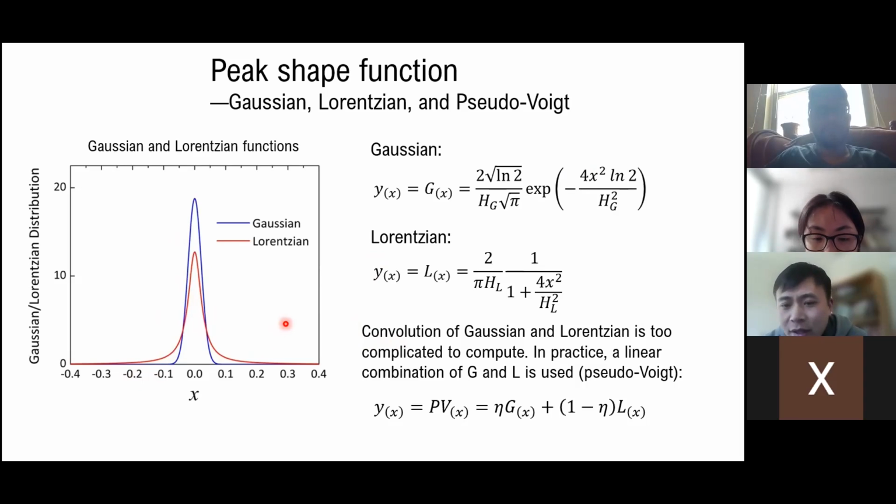So in practice, a much easier way is to construct a linear combination of Gaussian and Lorentzian using the so-called pseudo-Voigt, which is a basic linear combination of them, right? In the context of X-ray diffraction analysis or Rietveld refinement, what we do is try to find out this linear coefficient. So we want to understand how much Gaussian is embedded in a certain peak, and how much Lorentzian is embedded in a certain peak.